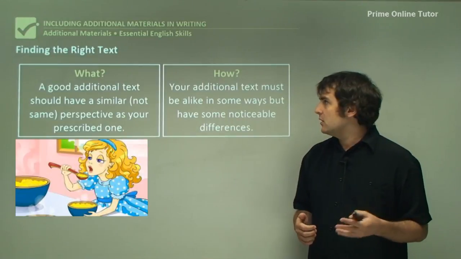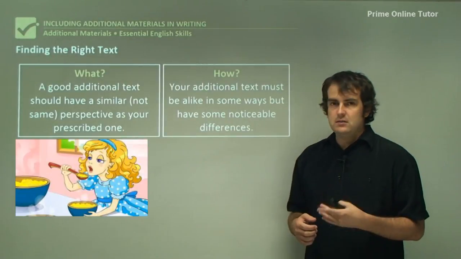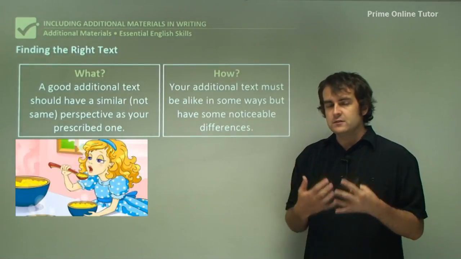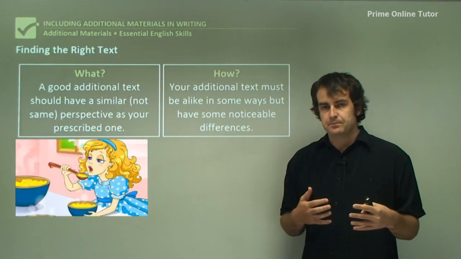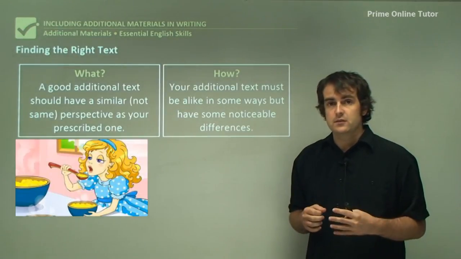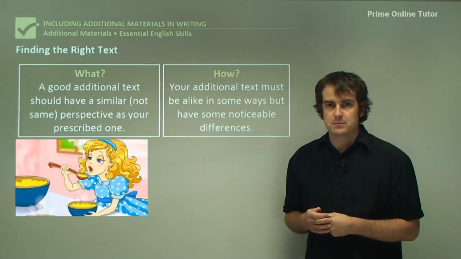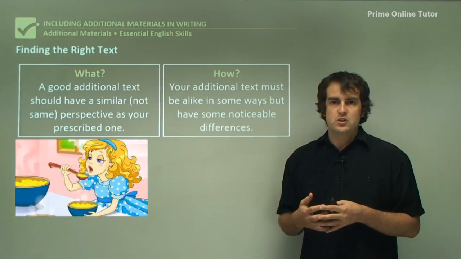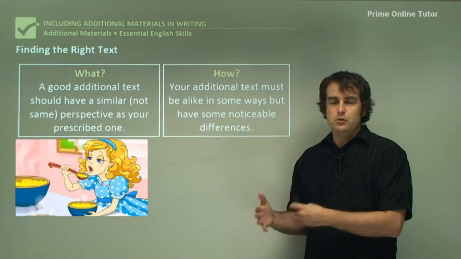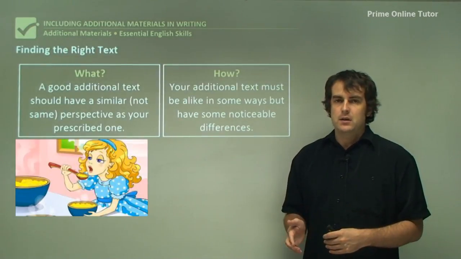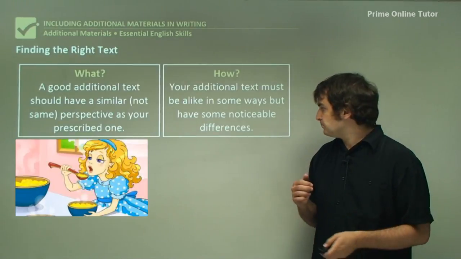Your additional text must be alike in some ways, but also have some noticeable differences. So it should be similar in that there are some things that both texts have in common, but there are also some significant differences that allow you to bring in a fresh perspective. So you've got a point of view which is not too far removed from your main argument, but it's not too close either. So you can add something, but not too little and not too much.